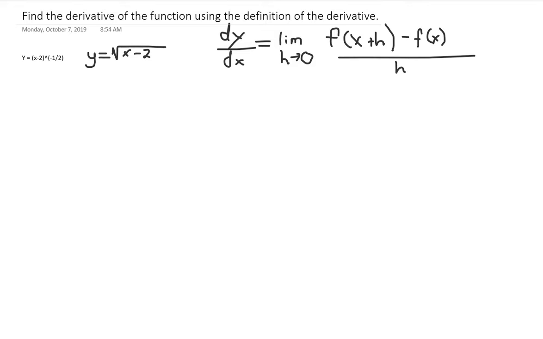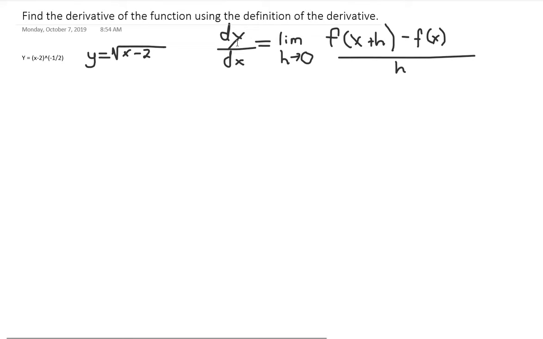Find the derivative of the function using the definition of the derivative. Okay, so in order to solve this problem, we need a function, and B, we need to know the definition of the derivative. So we're given the function here, y equals the square root of x minus 2. Okay, well that's easy enough. Now we need the definition. Well, it's also given. It usually won't be given. I think you're expected to memorize it in most cases, but it's pretty easy to memorize once you've done a couple of homework problems with it, so don't worry too much about that.